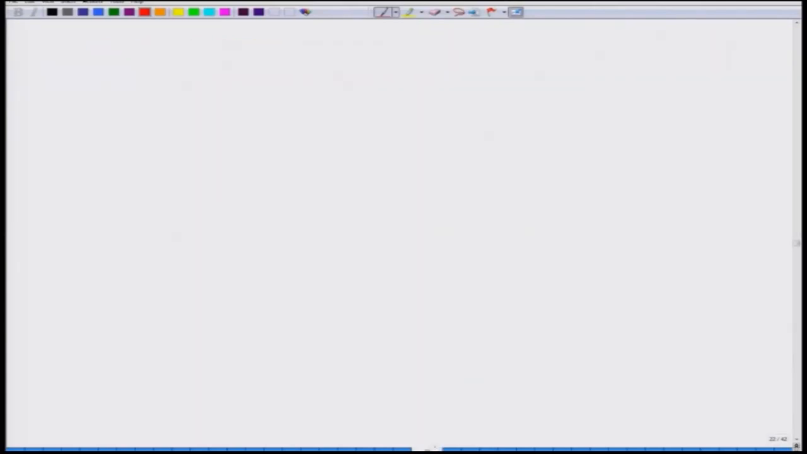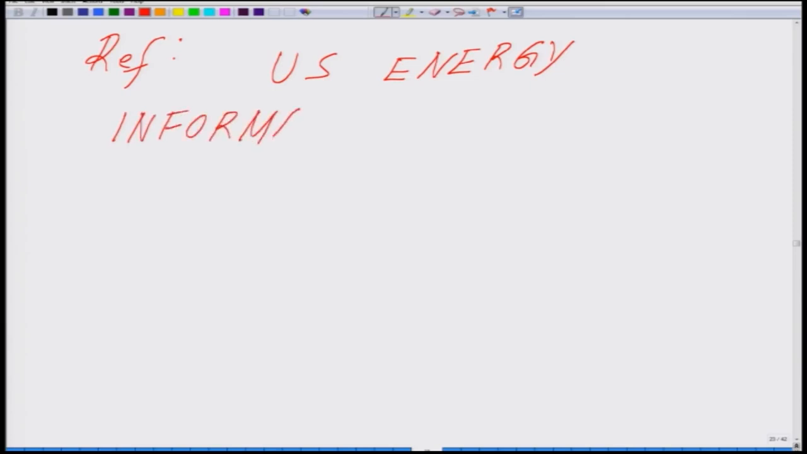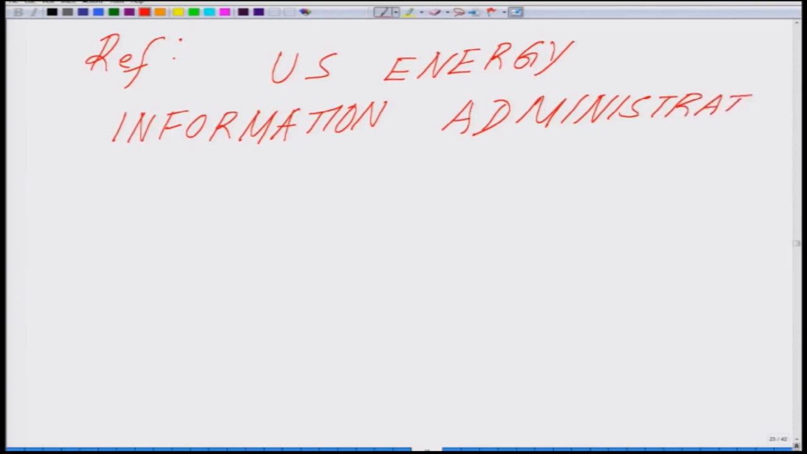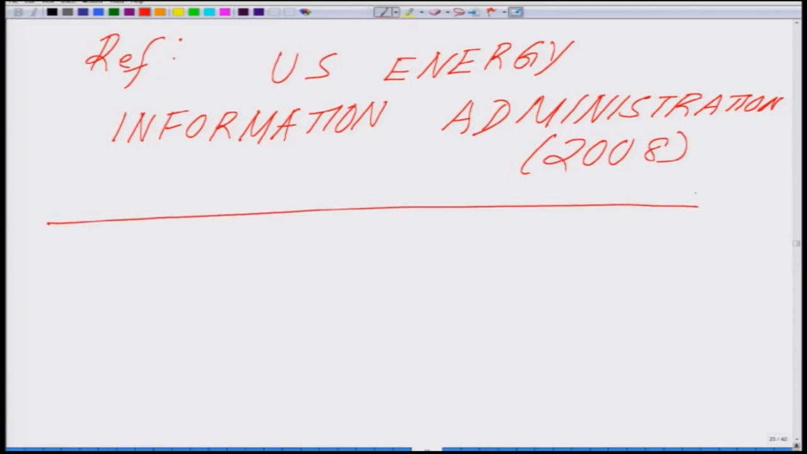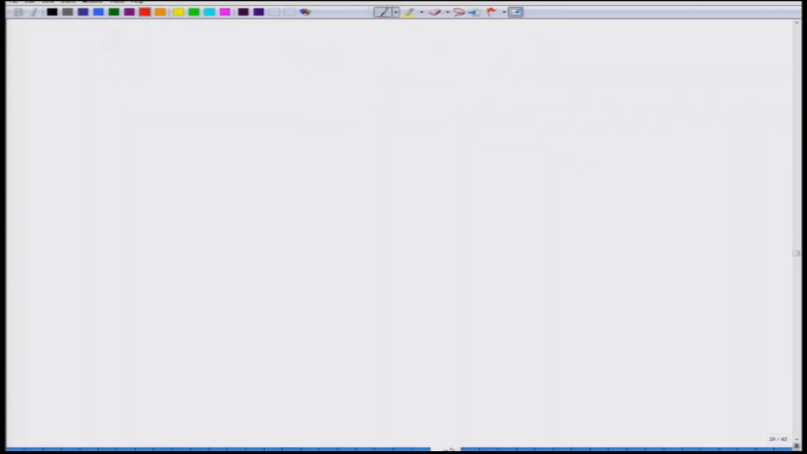Next from here, we will move on to the reference you can use to know a little bit more about it: the US Energy Information Administration of the year 2008. Okay. So, this is the reference for what I am quoting, all these things. Now, let us go for the other.